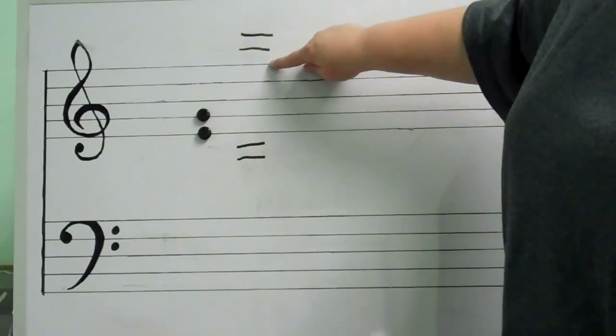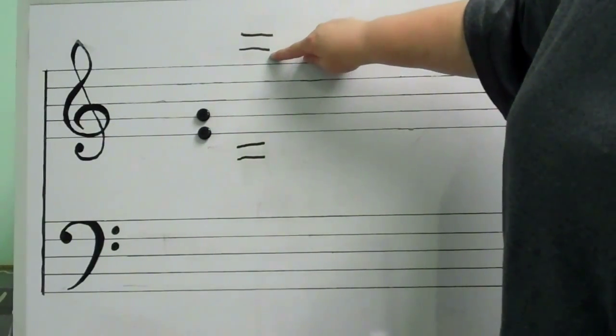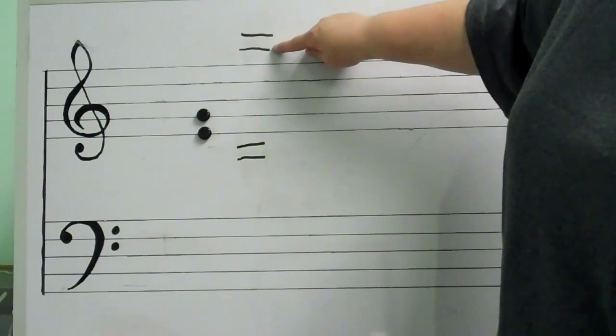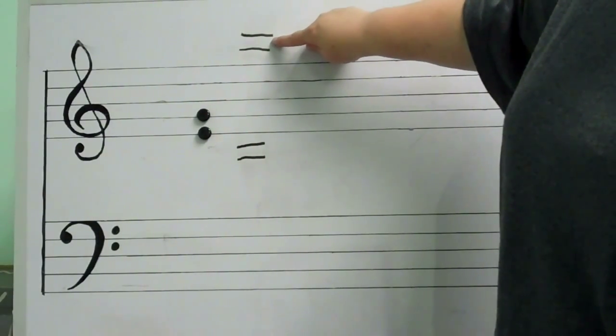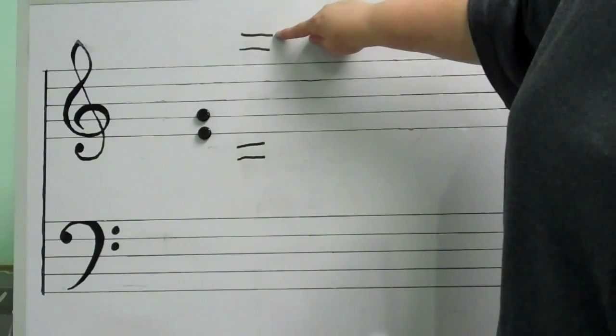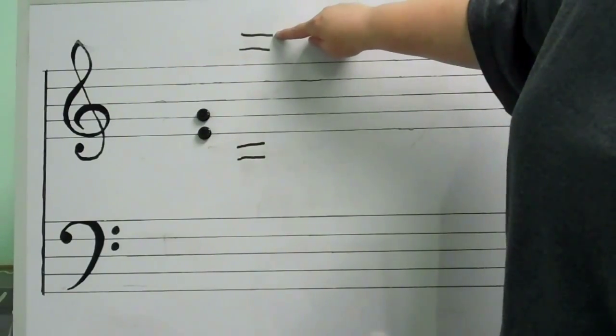Works the same way on top. Our top line is F, F, G, this first ledger line is an A, second space here is a B. Up on top, two ledger lines above the treble staff is always C.